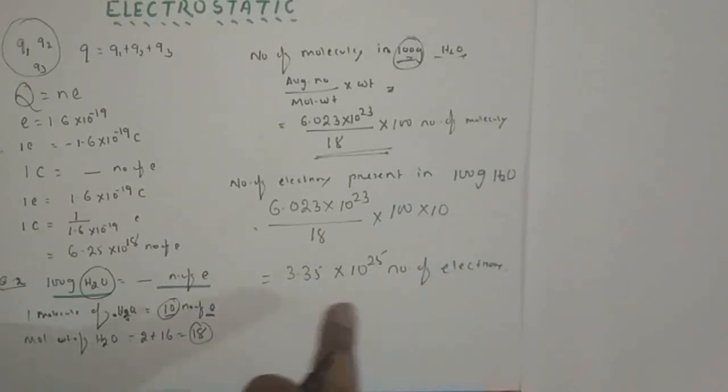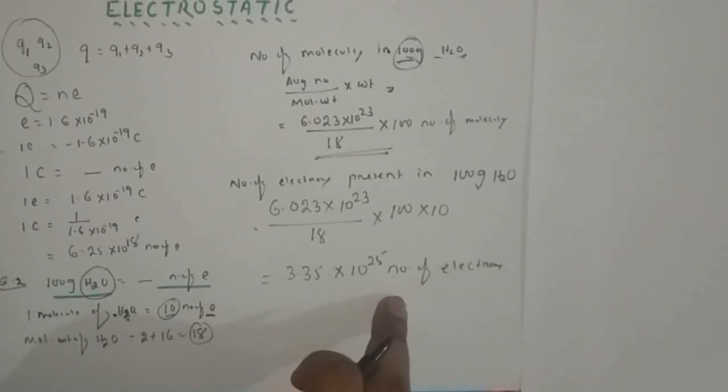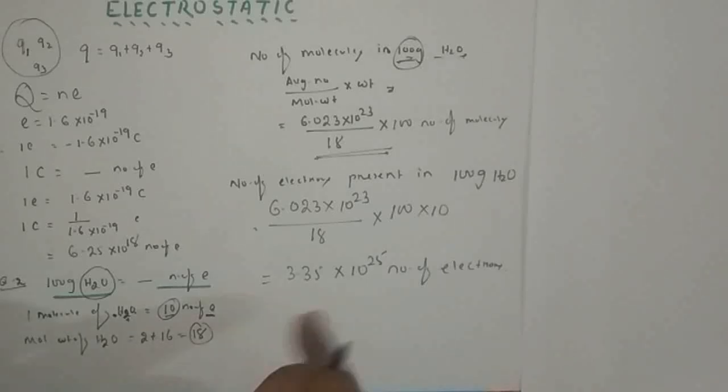If anybody asks how many negative charges or how many positive charges are there, in that case you have to multiply by 1.6 into 10 to the power minus 19. Okay, let's go to the next part, the most interesting part, Coulomb's law.